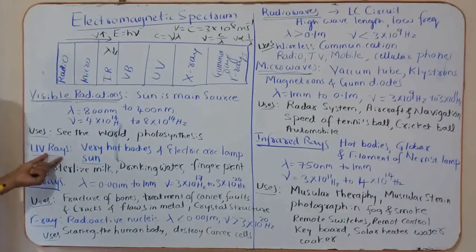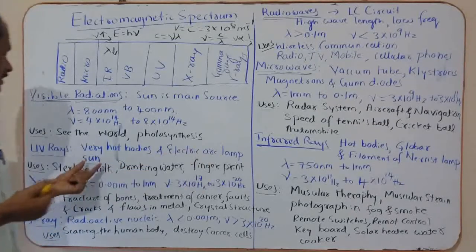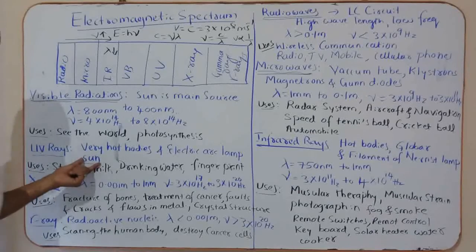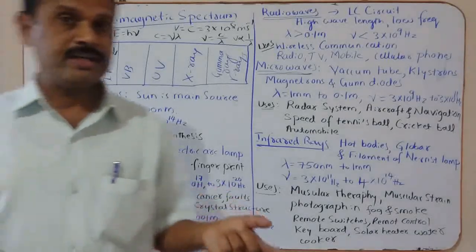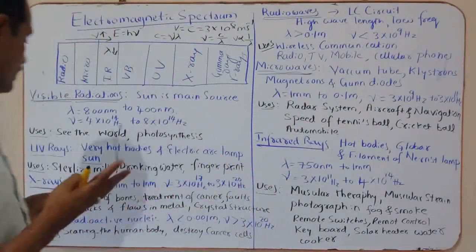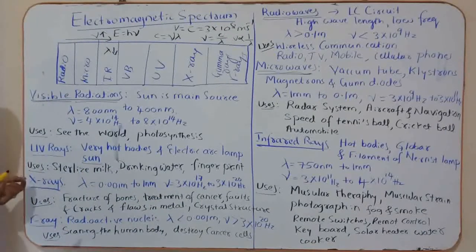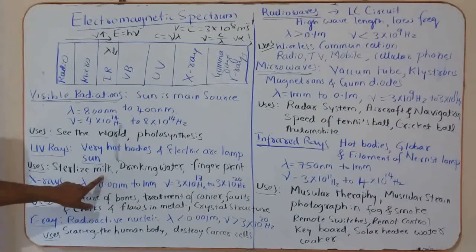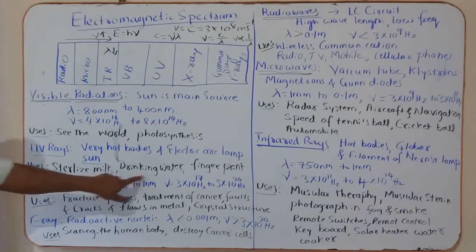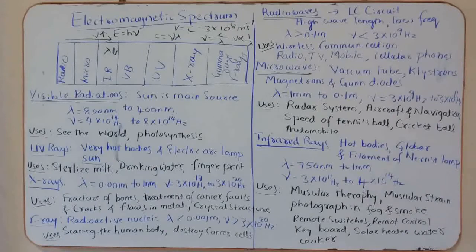Then ultraviolet rays. Usually very hot bodies, electric arc lamps, and the Sun are the main sources of UV radiation. They are used to sterilize milk and drinking water, and they are used for fingerprint detection. That is ultraviolet radiation.